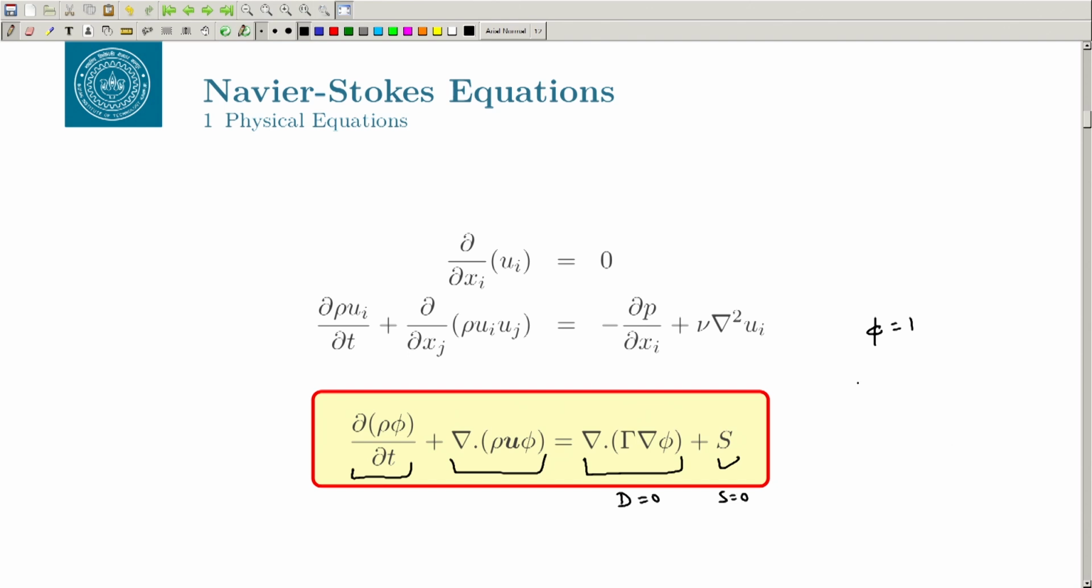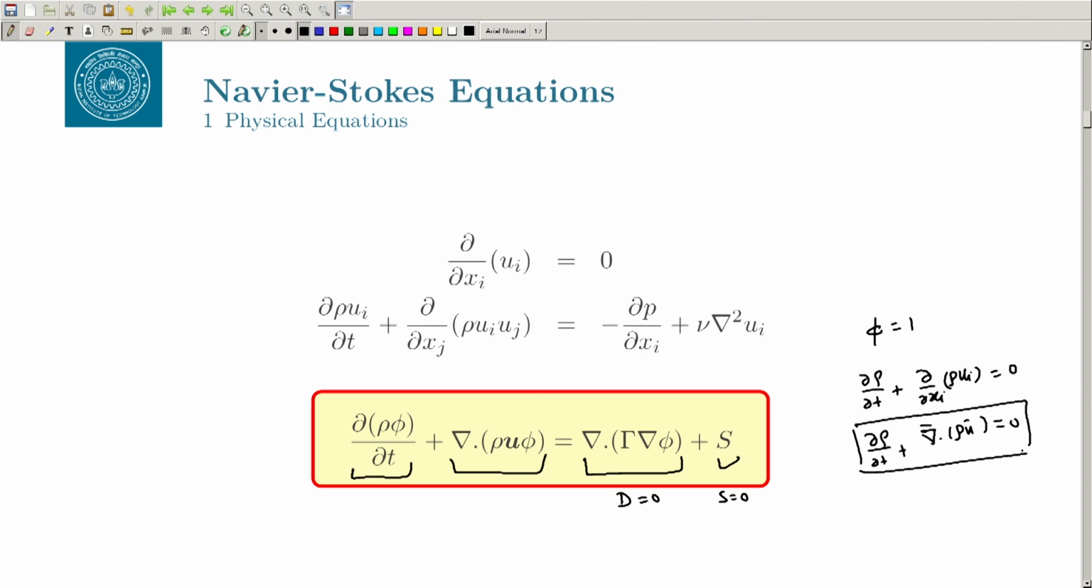So, what you will get is del rho by del t plus del by del x i of rho u i equal to 0, or in the vector form, del rho by del t plus del dot rho u equal to 0. What is this? This is our mass conservation equation, and we can go to the incompressible limit, but let us not go there, we have already discussed that point.